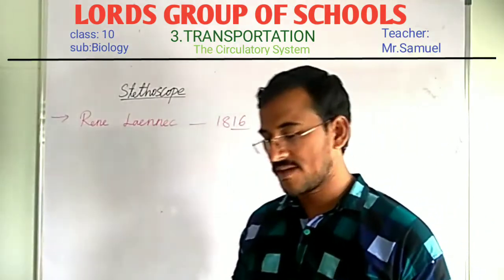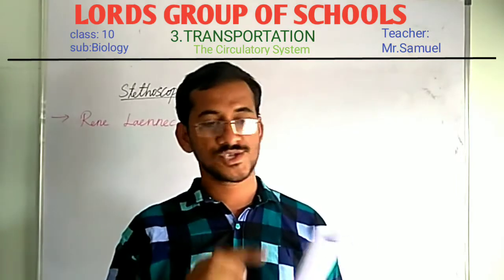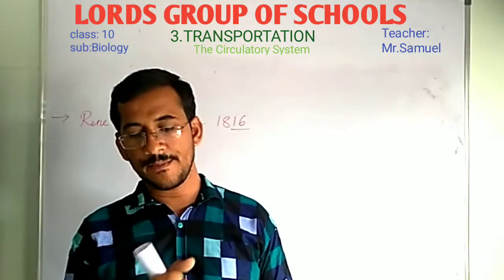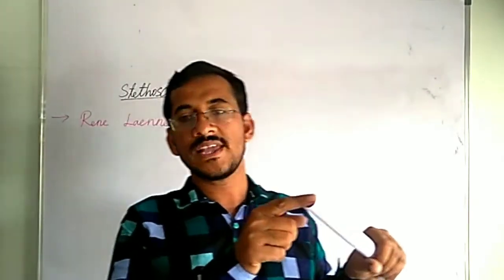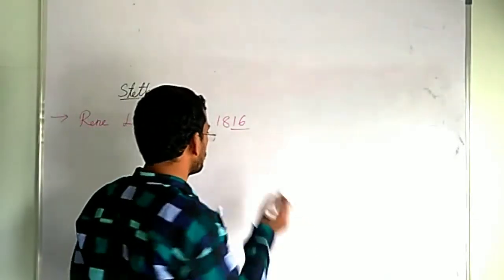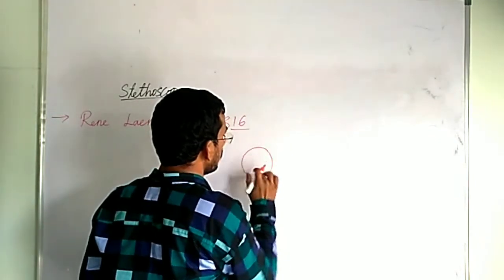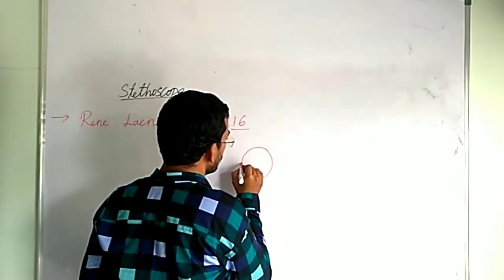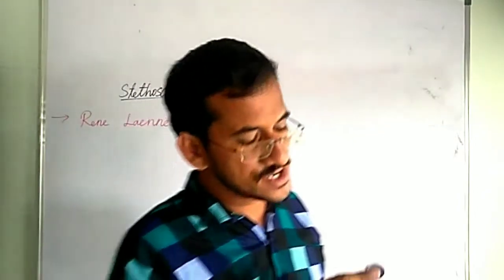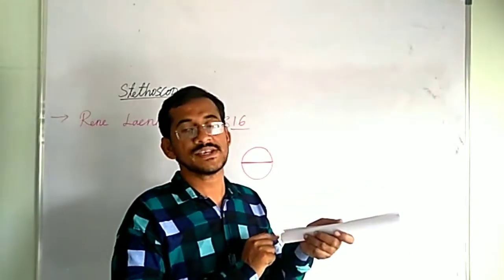Activity 3 is nothing but, take a paper, one white paper. This should be 10 inch long and the diameter should be 1 inch. So what is diameter? This is a circle, and from here to here it is called the diameter. So the diameter should be 1 inch and the length should be 10 inch.